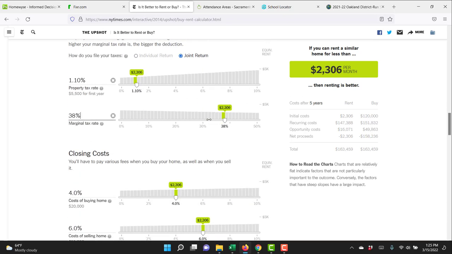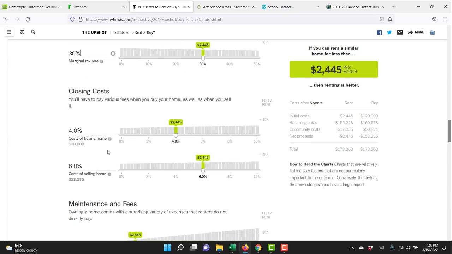Okay, so let's say we are a mid-level earner. Our marginal tax rate is 30%. And then closing costs. These are the costs of getting your house ready for sale, the escrow costs, all that kind of stuff. And yeah, that's about right. 4%, we can call it that. That seems reasonable, around 4%.